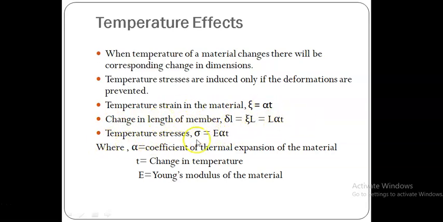Therefore, for temperature stress, by knowing the strain, stress is nothing but strain into Young's modulus. We know that strain is alpha T and Young's modulus is E, therefore sigma is equal to E alpha T, where alpha is the coefficient of thermal expansion of the material, T is the change in temperature, and E is the Young's modulus of the material. So like that we can find the temperature strain, then the change in length due to this temperature strain, and also the temperature stress in a material.